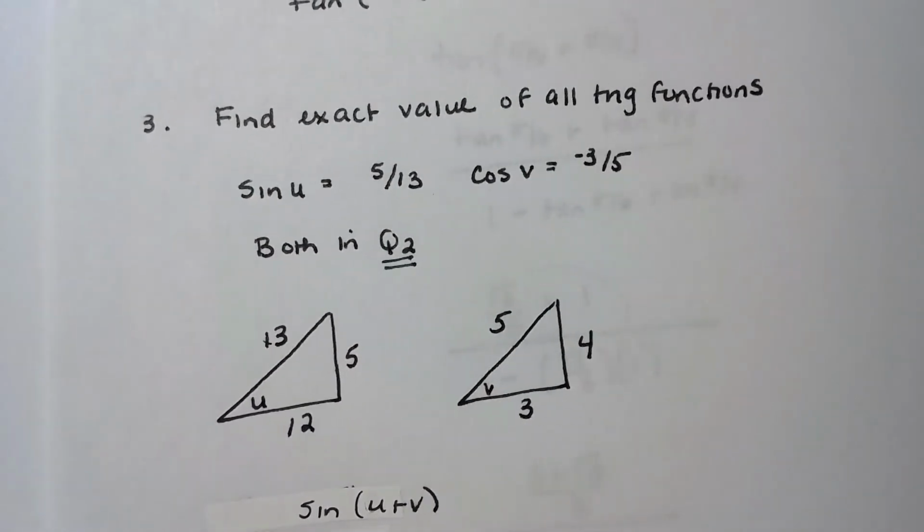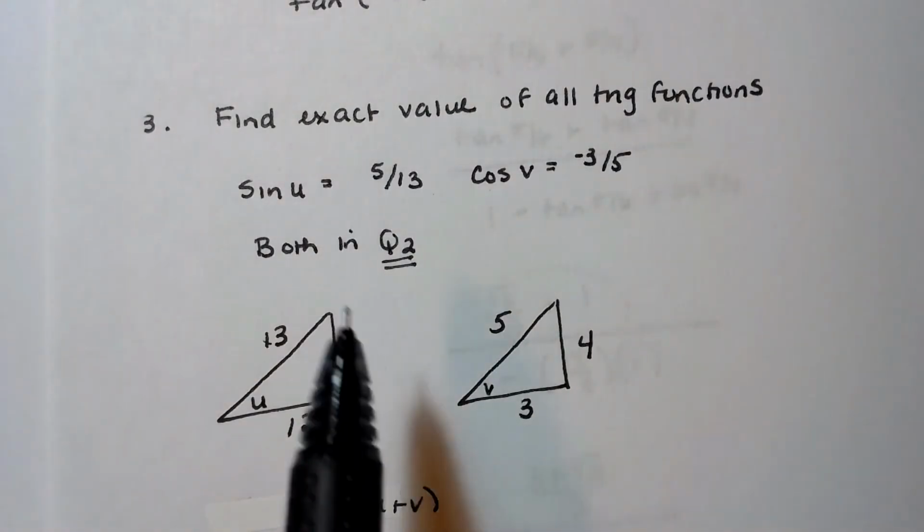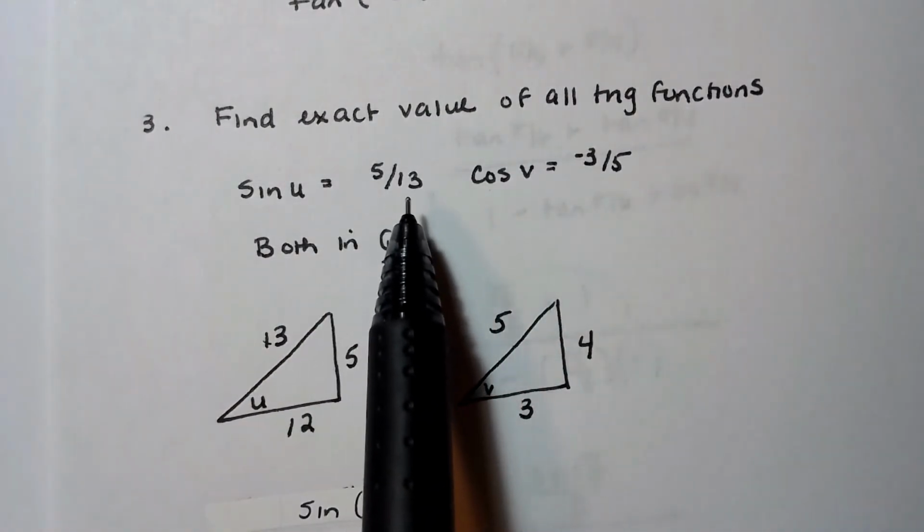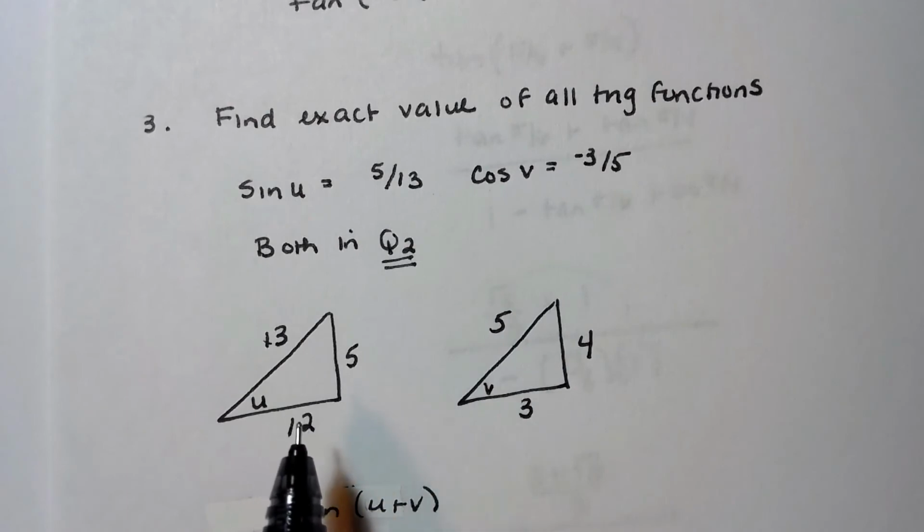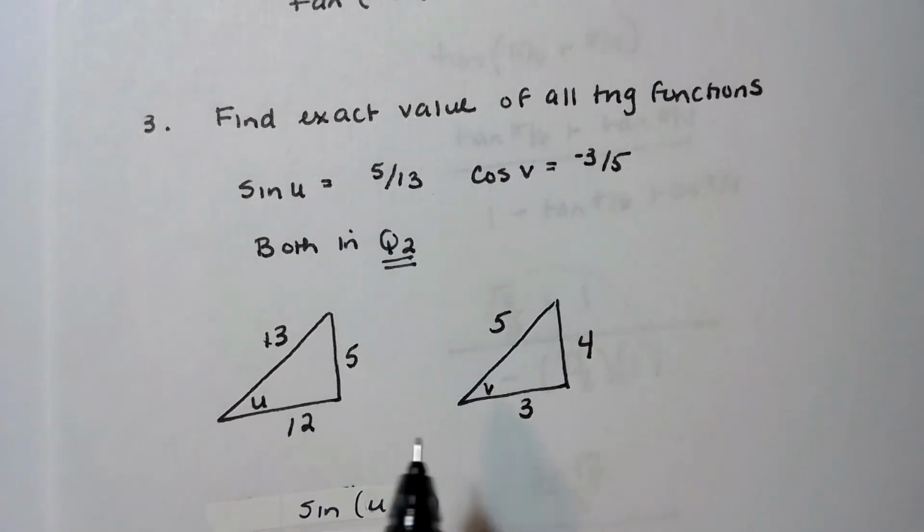Okay, another way we can find exact values is they're going to give you the sine of an angle and the cosine of an angle, let's say. They could give you any two trig functions, right? Could be anything. And they're going to ask you to find all the rest of the trig functions, the sine, the, u plus v, u minus v, whatever.